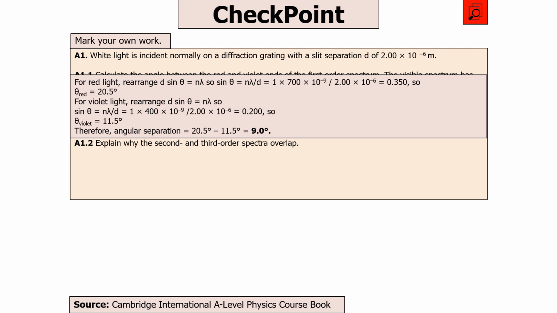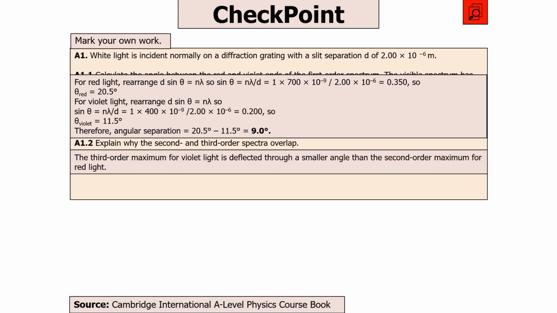So for each one, you rearrange it and make theta the subject. So sin theta equals n lambda over d. It's the first order, so n equals 1. We've got the wavelength, so we can work it through, and we've got d from the question as well. So for red, it's 20.5. For violet, it's 11.5. So the difference between the two of them is 9.0 degrees.